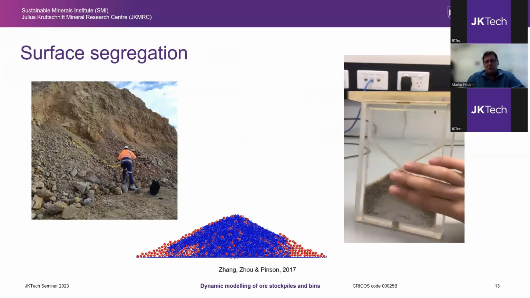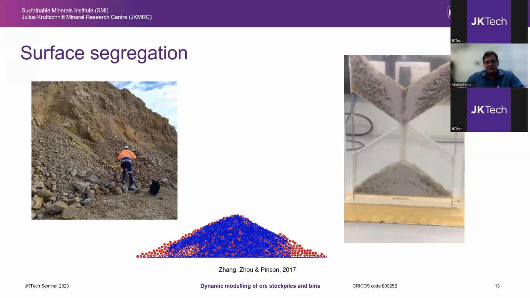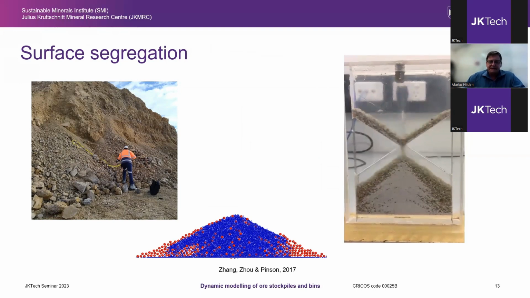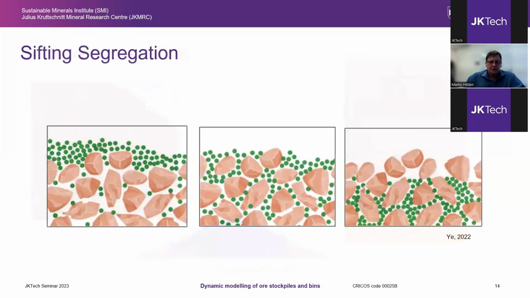But we know that whenever we have a mixture of dissimilar sized particles in movement, they tend to segregate. We see this, for example, in rock piles, in DEM simulations, and in this toy experiment. The coarse particles tend to concentrate at the outside and the fines in the middle of the pile. The dominant mechanism causing segregation like this is called sifting.